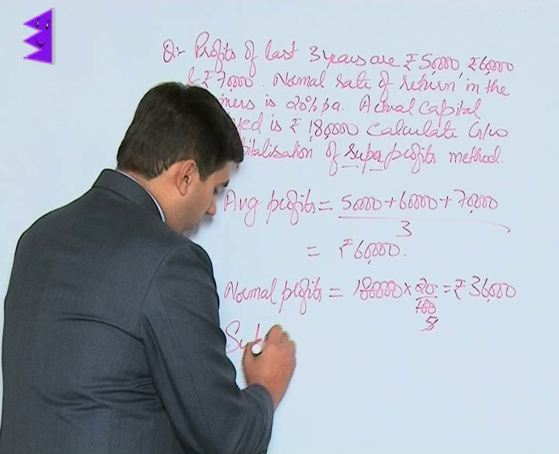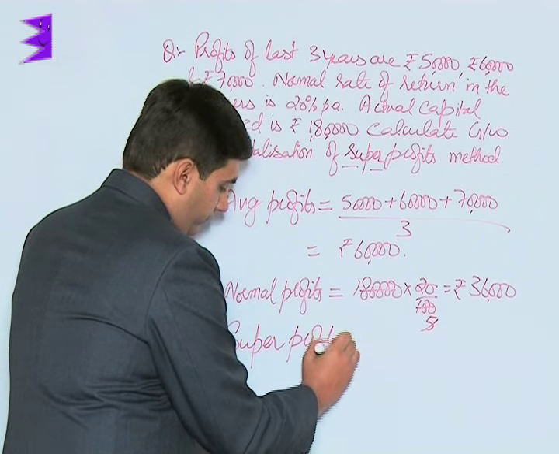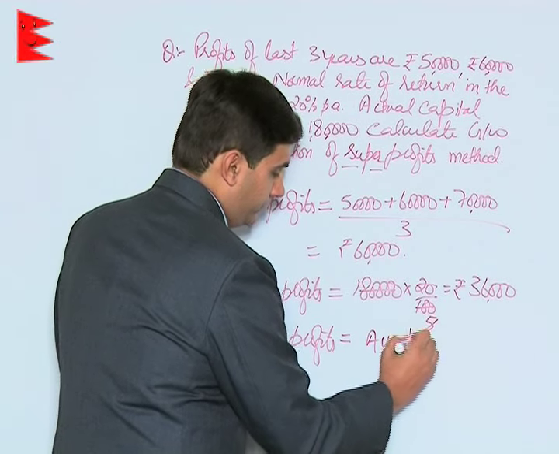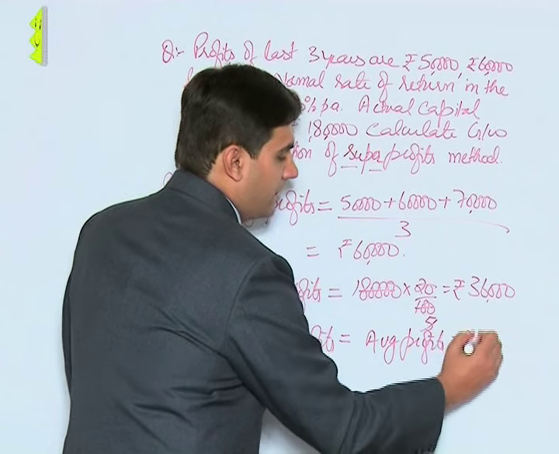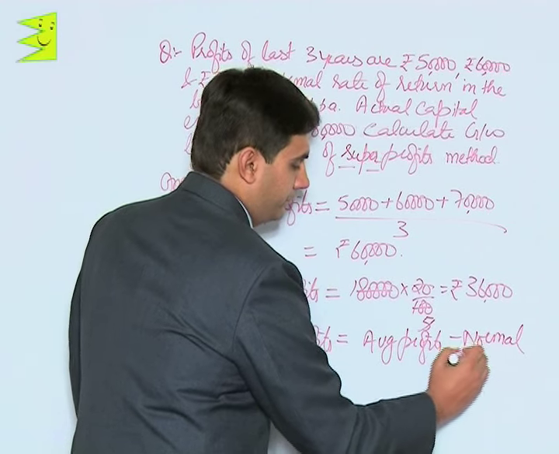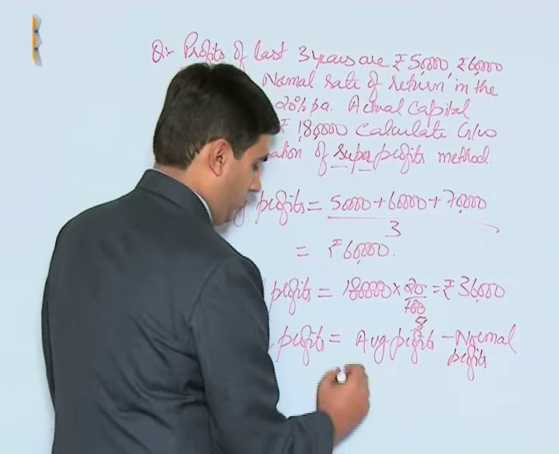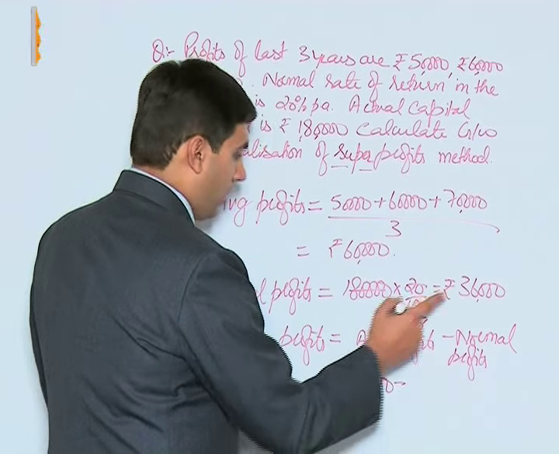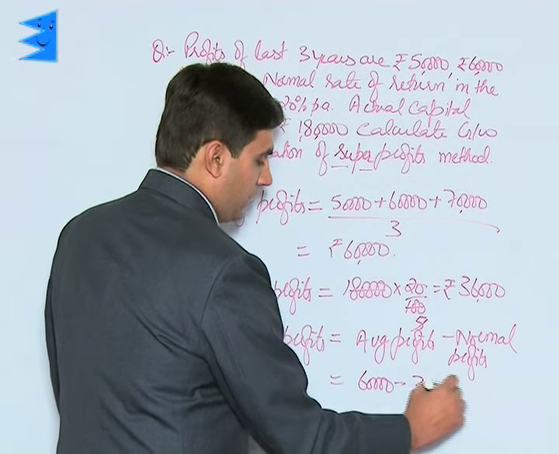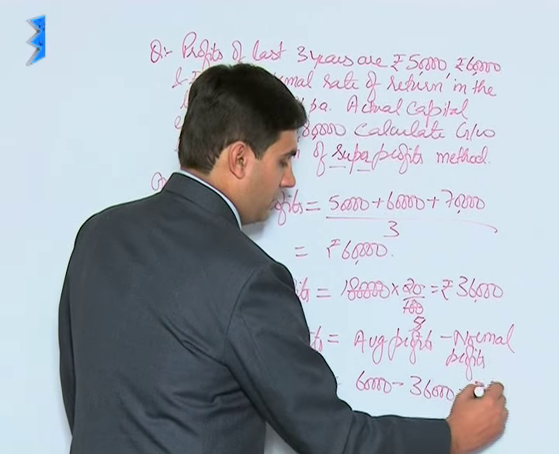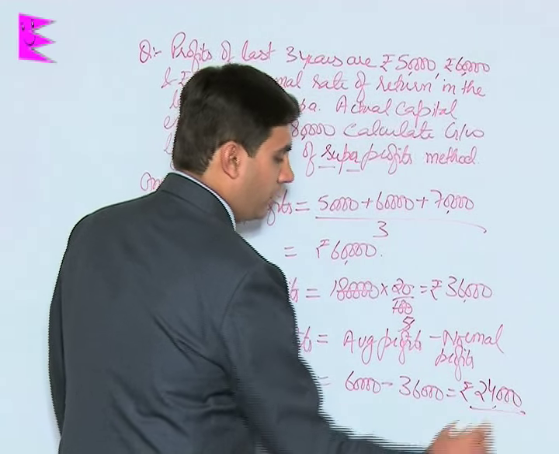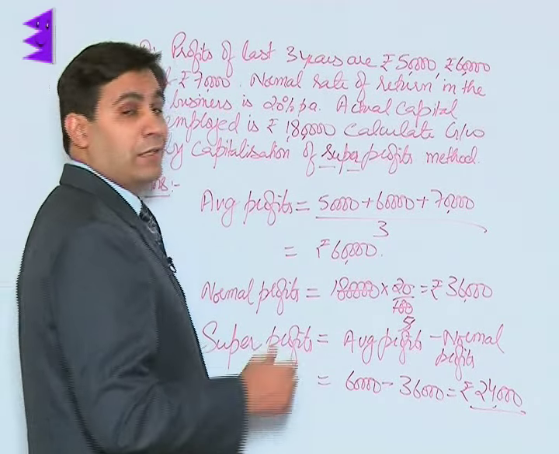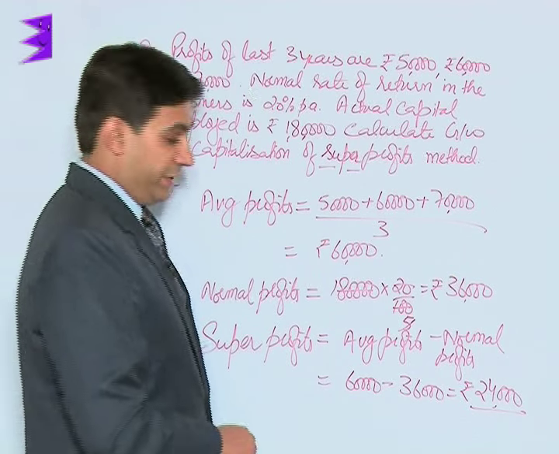Super profits would be equal to average profits minus normal profits. Average profits are 60,000 and normal profits are 36,000. So that brings us to super profits of rupees 24,000. Once we have calculated super profits, now we'll calculate goodwill by capitalizing these super profits.